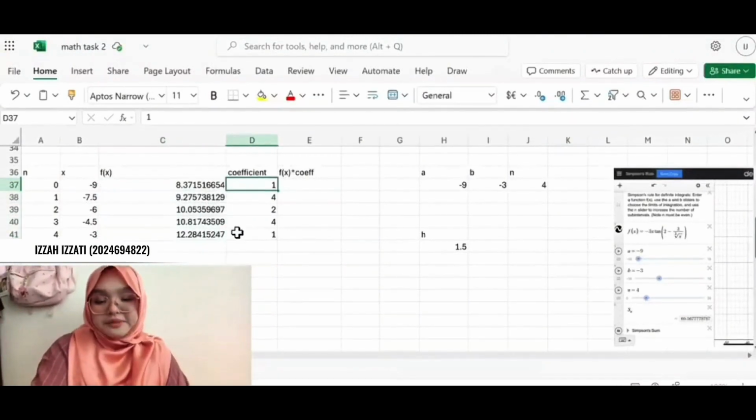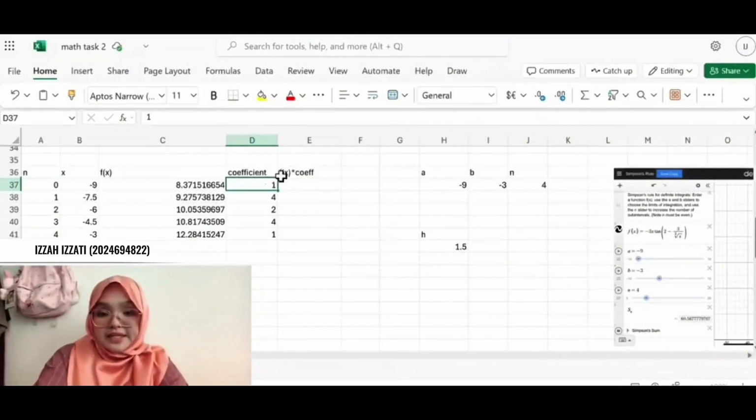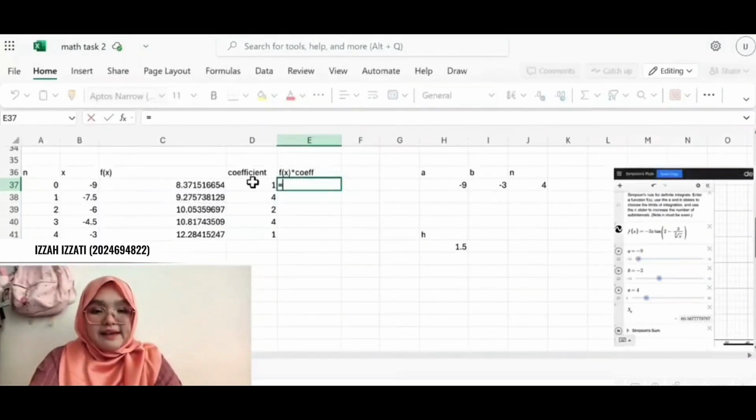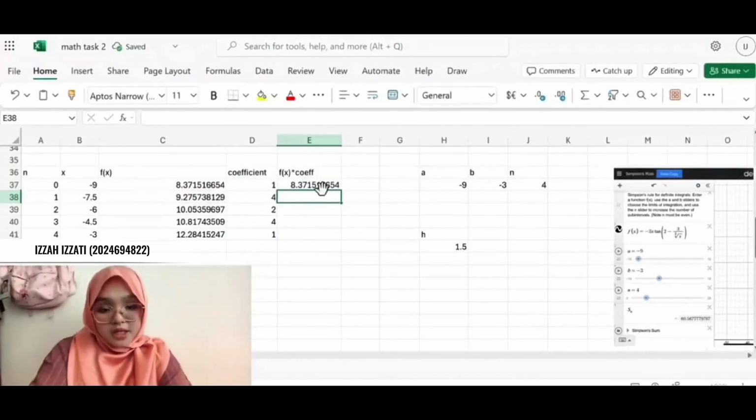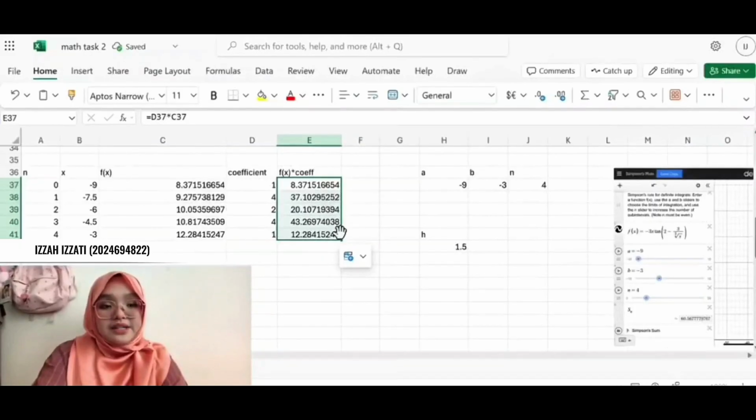For the coefficient, it is part of Simpson's rule that we use 1 for the first x and the last x, then 4 for the odd numbers, and 2 for the even numbers. Then we proceed to find f(x) multiplied by the coefficient. We just click f(x) and multiply by the coefficient, and we will get the answer. To get the rest, we just click here and drag it all the way down, just as before.